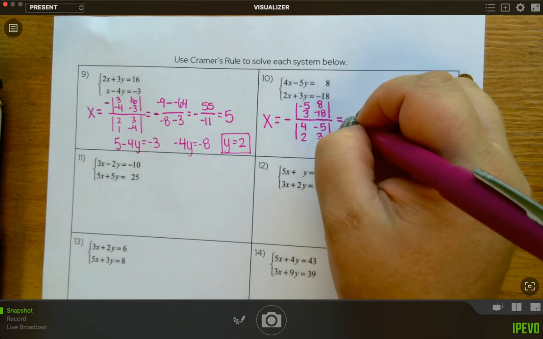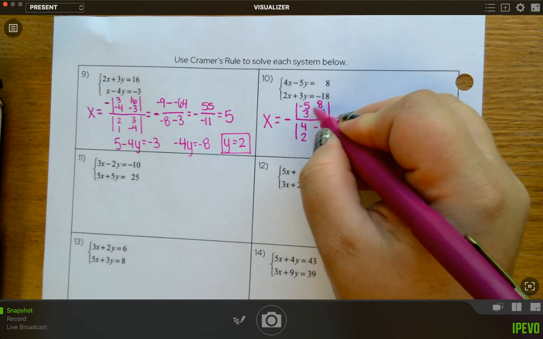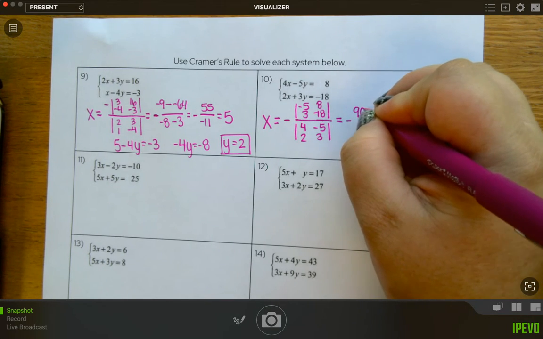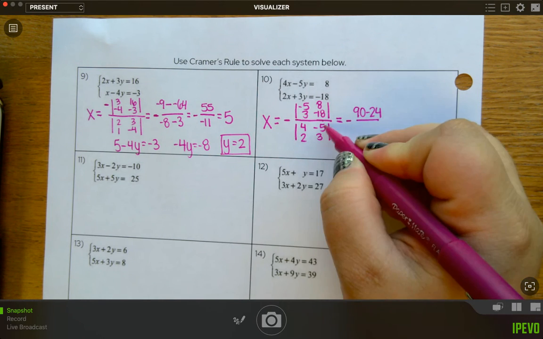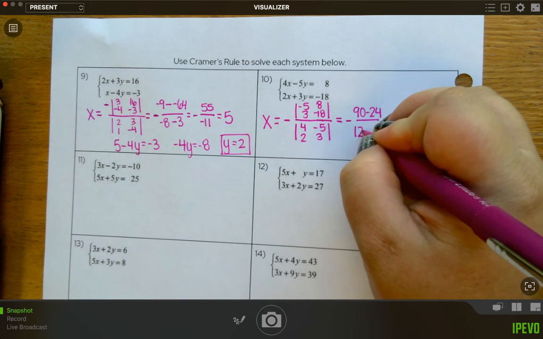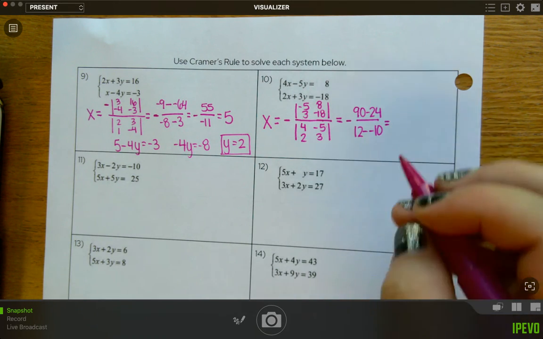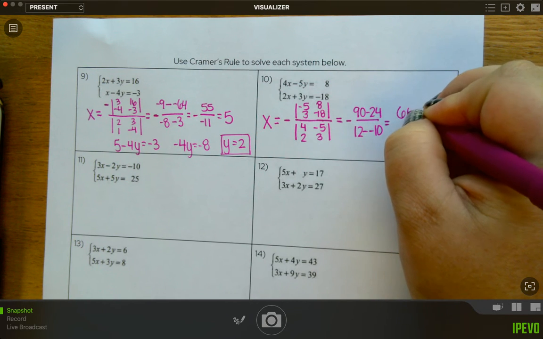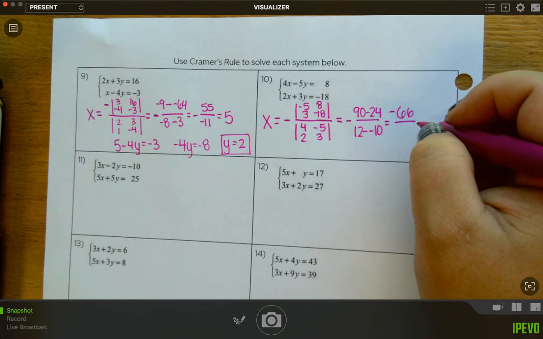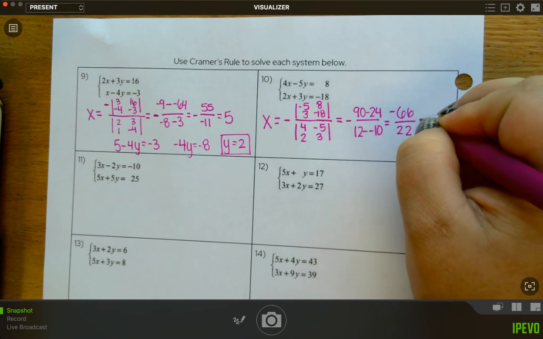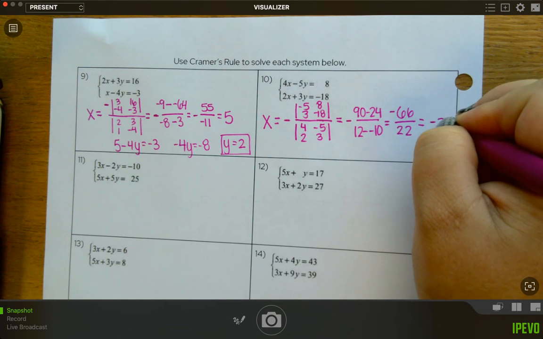Okay, on top we have positive 90 minus 24. And on the bottom we have 12 minus negative 10. Okay, 90 minus 24 is 66. And 12 minus negative 10 becomes 12 plus 10, which is 22. And negative 66 divided by 22 is negative 3.